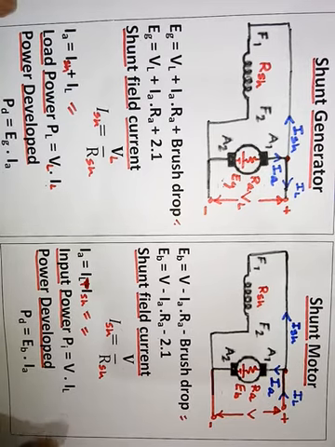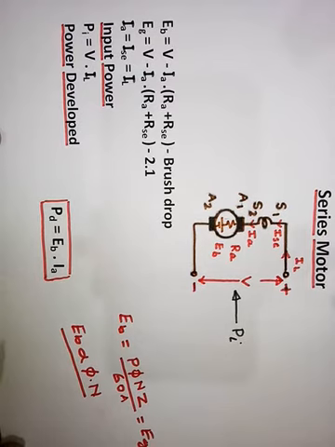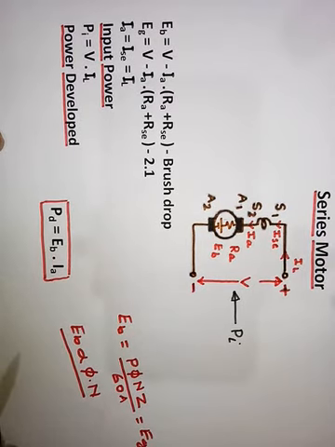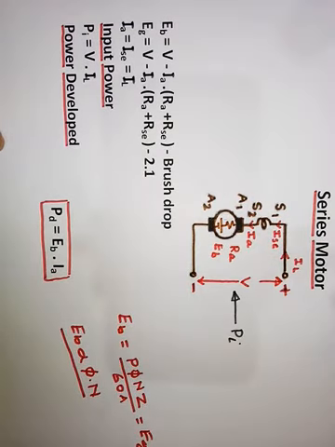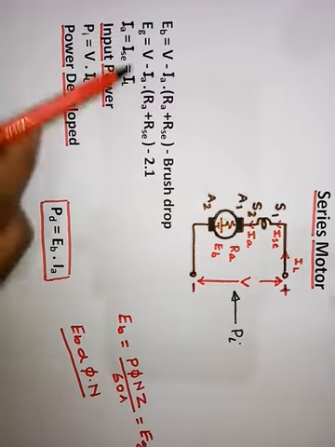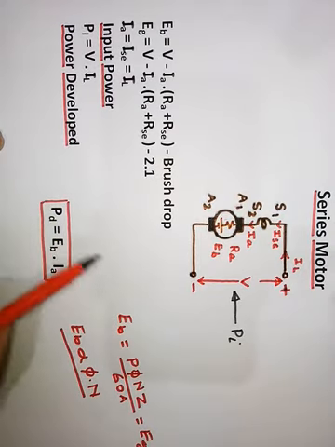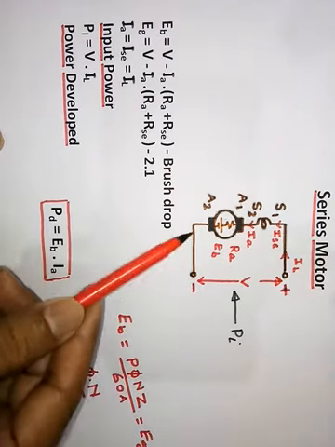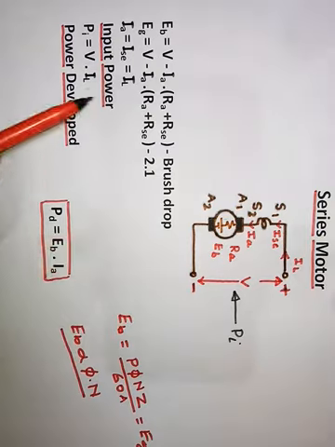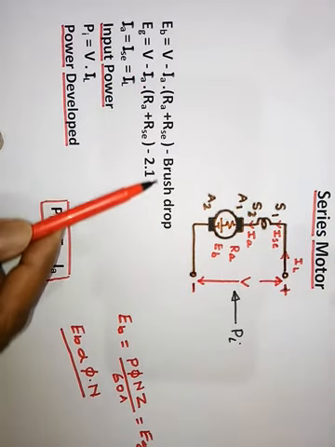Clear? Now the next I am discussing is the series motor. Now the field winding is connected in series with the armature circuit, that is a series motor. You are giving the input power PI. So what is the relation between the armature voltage drop, back EMF and the supply voltage? EB equal to V minus IA (RA plus RSC) minus brush drops.